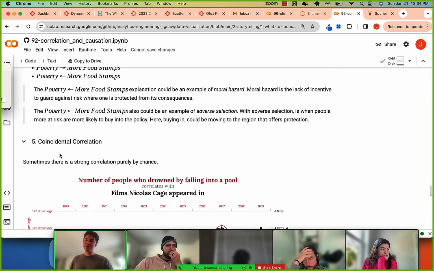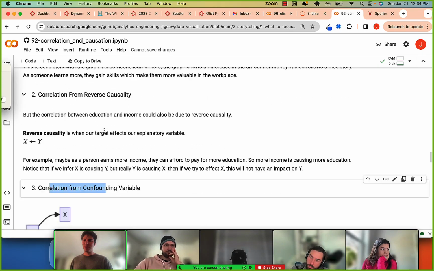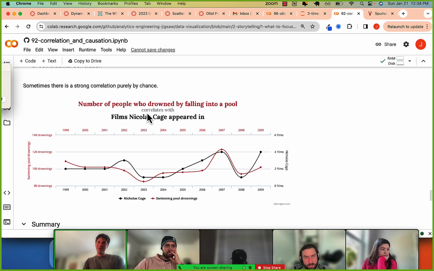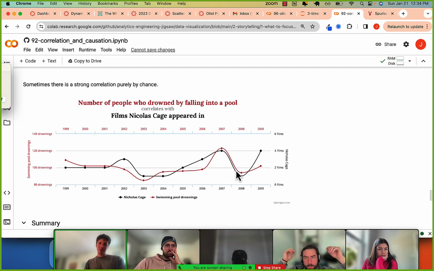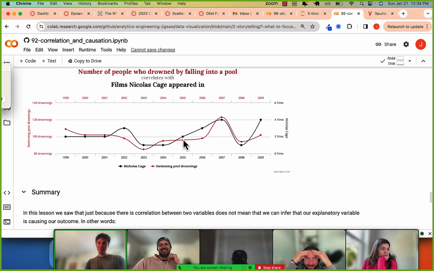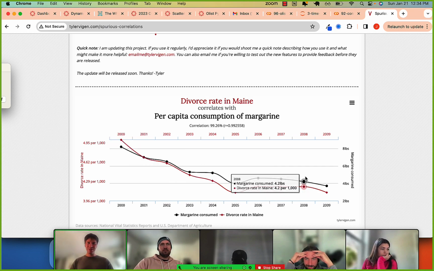And then of course, there's bidirectional, there's reverse causality, there's lurking variables, and then there's also just coincidence. This is my favorite example of this. The number of people who drowned by falling into a pool is highly correlated with the number of films that Nick Cage appeared in over time. You can see it's a very close line. And if you want to look at other ones, divorce rate in Maine is highly correlated with per capita consumption of margarine. So you can just see lots of these.